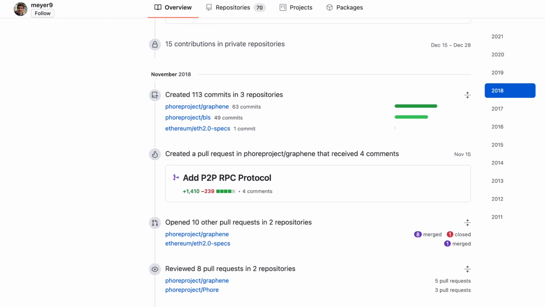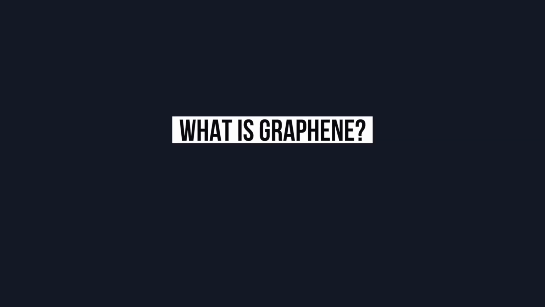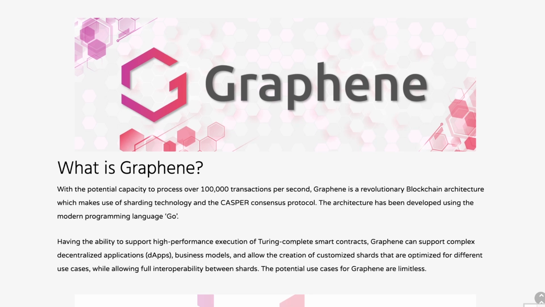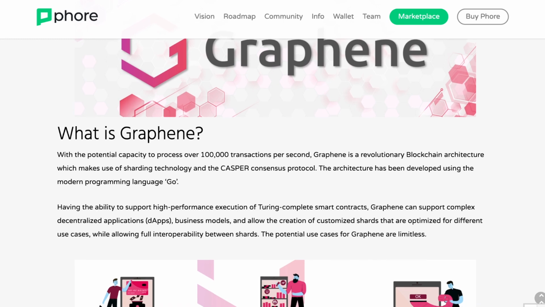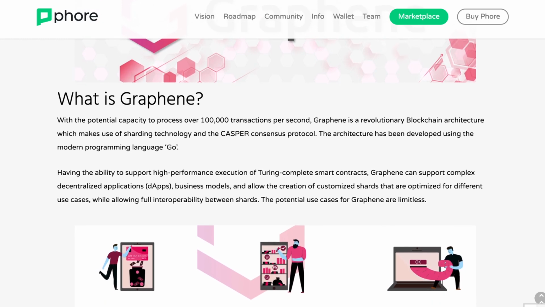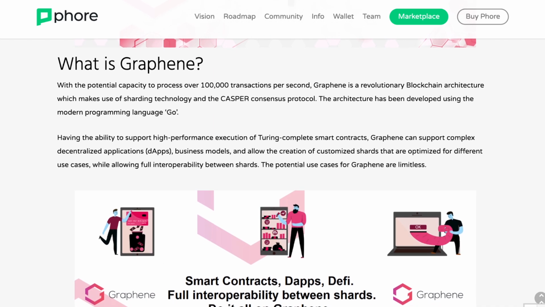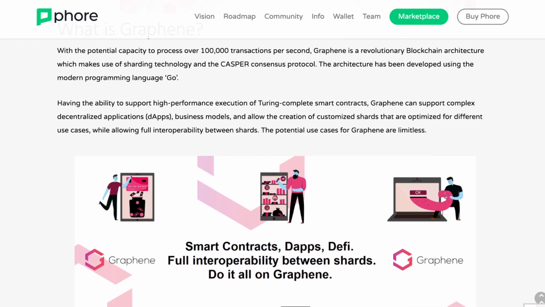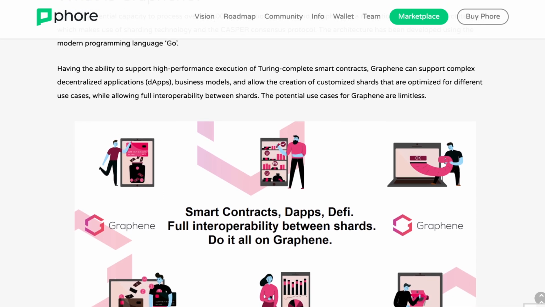But this is not all that Phore Blockchain is ready to surprise you with. Because right now I'm going to introduce you to the Graphene. It's a project that the Phore team has been working on for quite some time, and we are very close to the release. It's worth noting that the Graphene is a next-generation blockchain architecture that uses the Casper consensus protocol. At the same time, the Graphene segmentation protocol itself is a collection of various blockchains that work in tandem to speed up transactions. You can certainly read more about its technical component yourself.